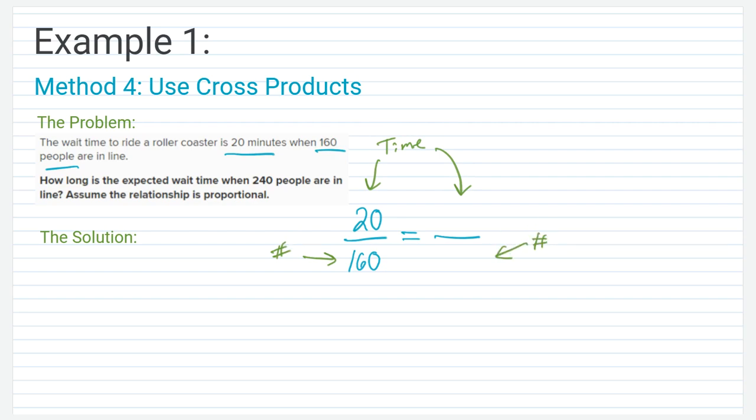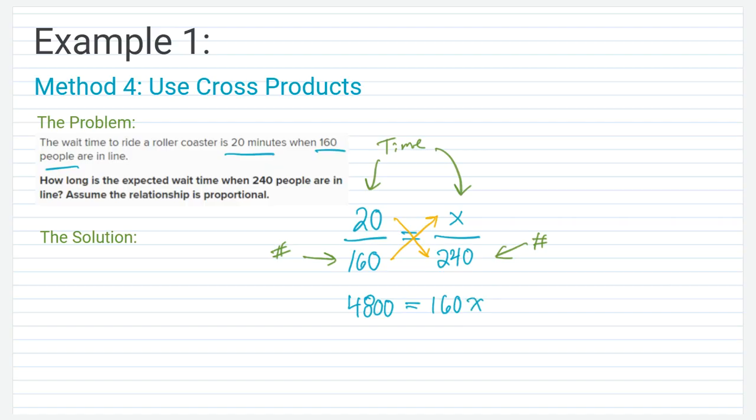So with proportions, again, you want to make sure that you're keeping things consistent. So with that being said, we don't know the time. That's my unknown value. But I do know that there's 240 people in that situation. So at this point, we're going to use our cross products to help us solve this. So essentially generating an equation that will solve. So we're going to do 20 times 240 and 160 times x. 20 times 240 is going to end up being 4,800, forgot to add an extra 0 on there, equals 160x.